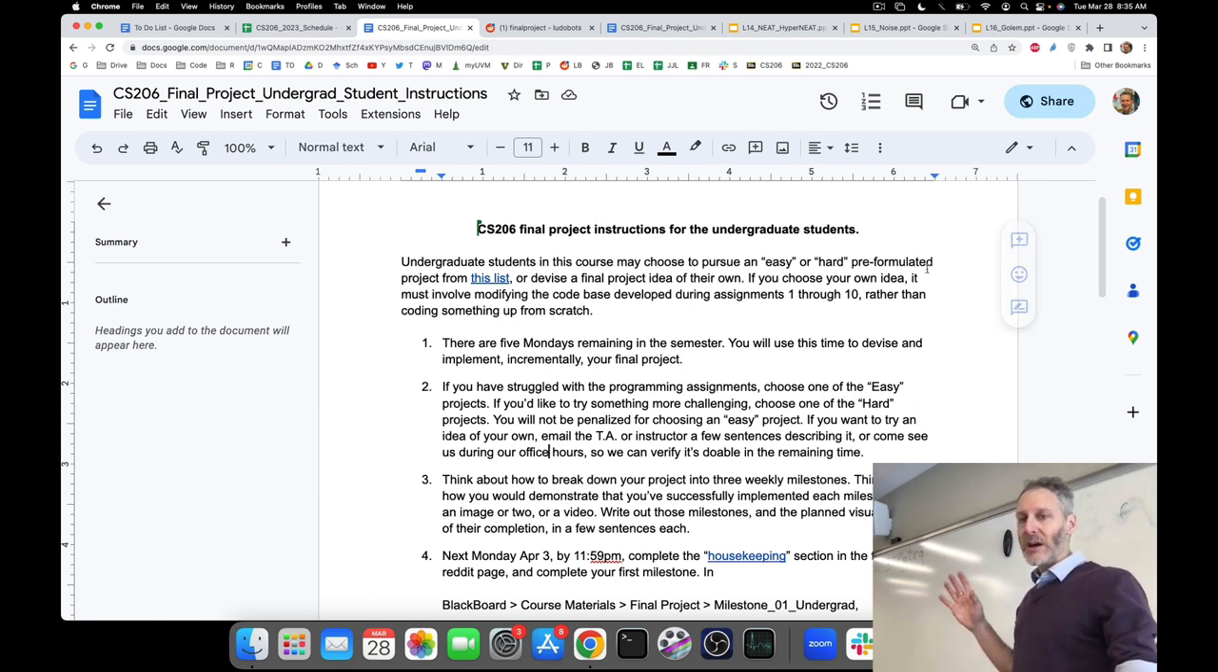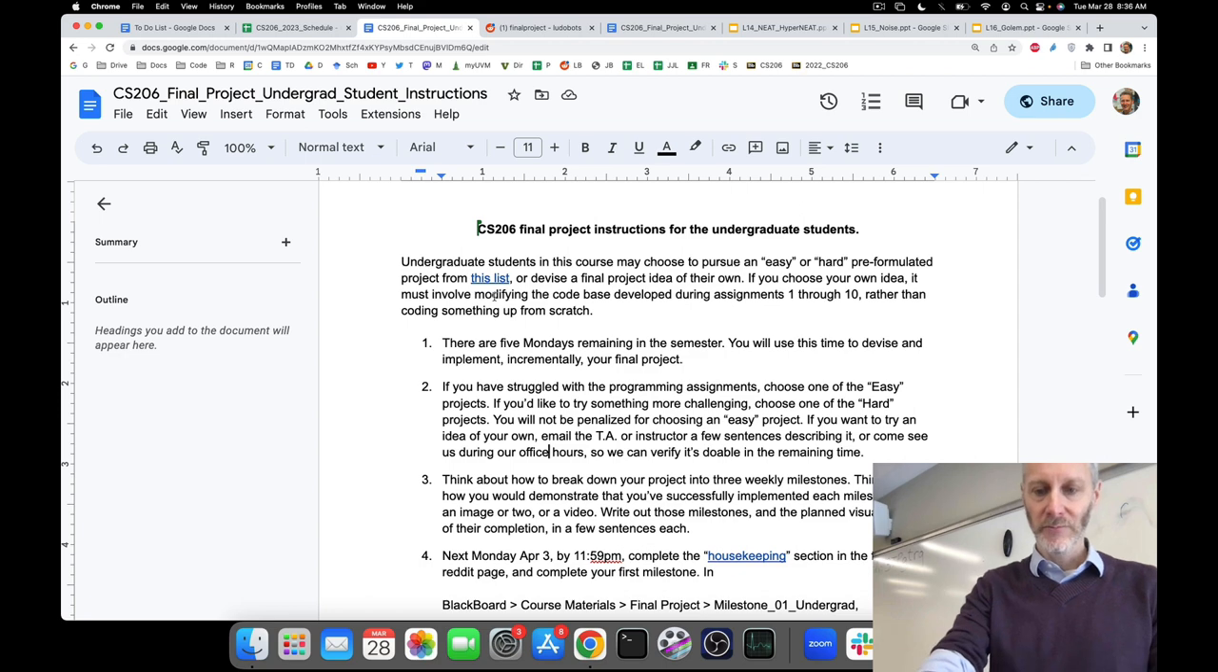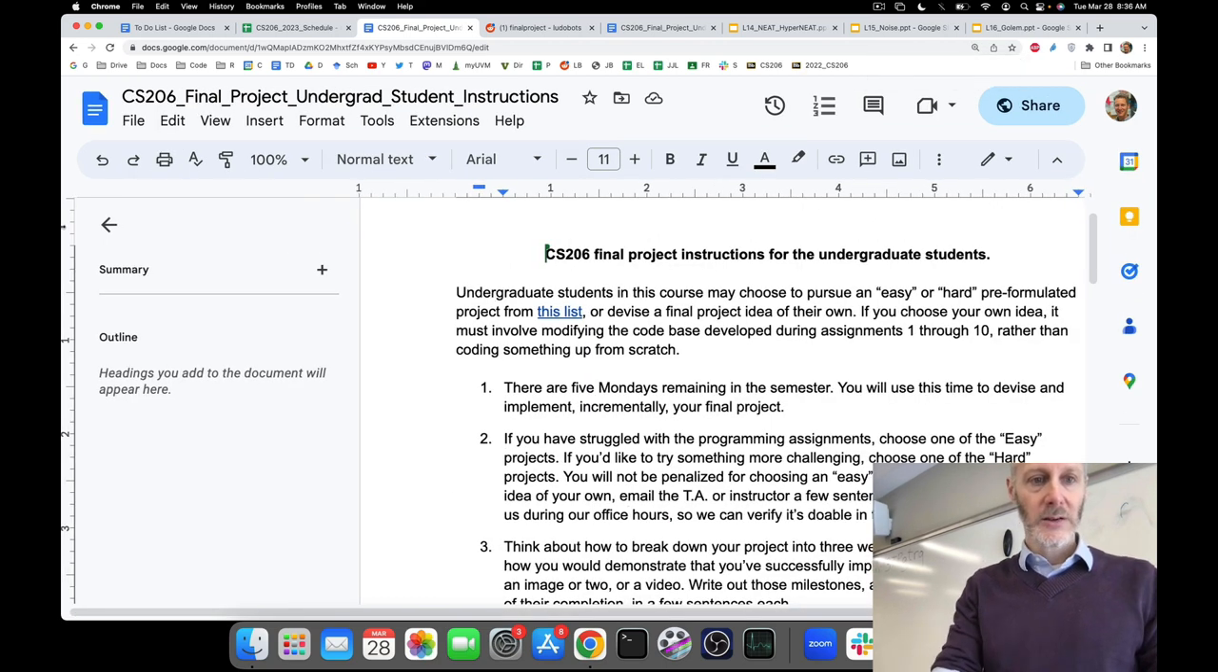Whatever you come up with, if you come up with an idea of your own, it must involve modifying the code base in some way. So a final project in which you throw away all the hard work you've done in the last 10 weeks and start something from scratch, not appropriate for this course. Now we want to use all the work that you've done up to this point to leverage some sort of interesting project about evolving robot behavior. All good? Seem reasonable? Okay.